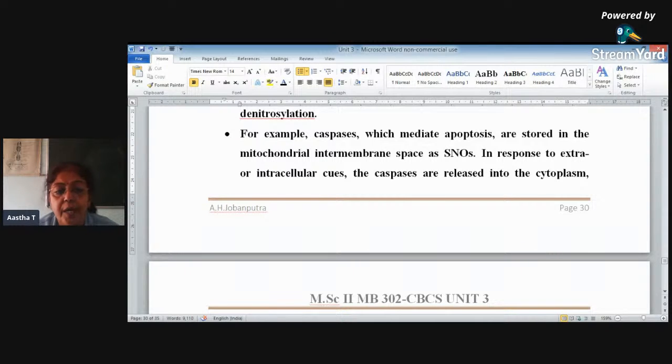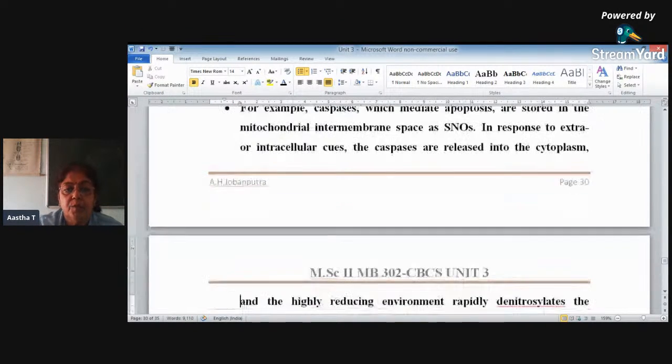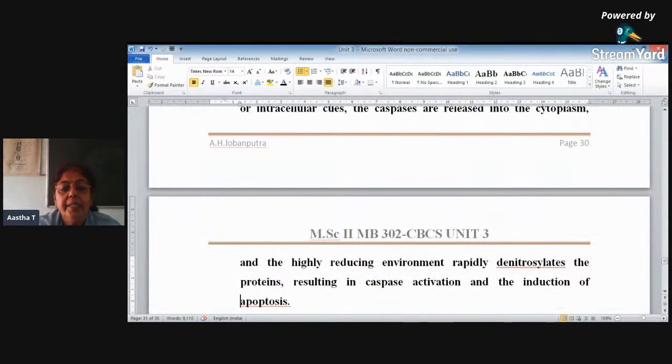In response to extra or intracellular cues, the caspases are released into the cytoplasm. So काहीही एक्स्ट्रासेल्युलर और इंट्रासेल्युलर सिग्नल्स मिळाले की हे कॅस्पासेस सायटोप्लाझम मध्ये रिलीज होतात अँड दे डिनायट्रोसिलेट, मीन्स द नायट्रोसिल ग्रुप, एस नायट्रोसिल किंवा एस नायट्रोथायोल ग्रुप will be removed from the proteins, resulting in caspase activity and induction of apoptosis.